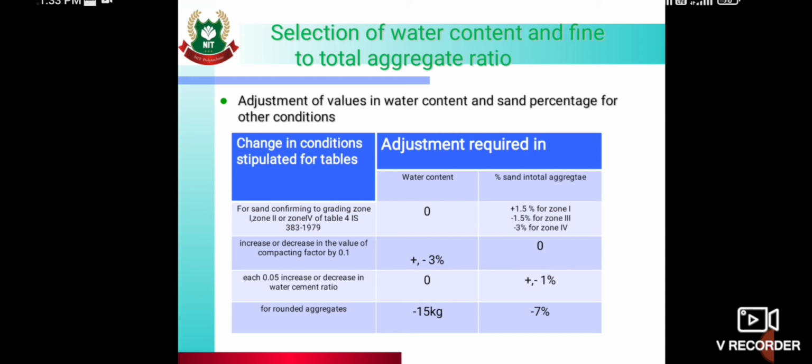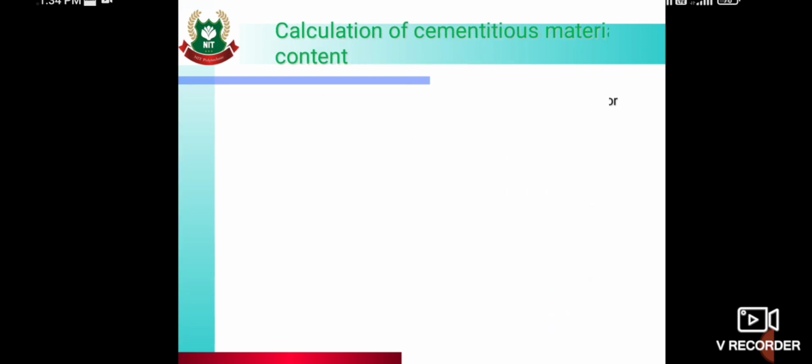Then the third condition, each 0.05 increase or decrease in water cement ratio. No need to change water content here, and for each 0.05 increase or decrease, we have to increase or decrease sand by 1% in total aggregate. Then for rounded aggregates, if rounded aggregates are given in our design, then we have to subtract the water content by 15 kg, and decrease the sand content by 7%. These are the adjustments required.